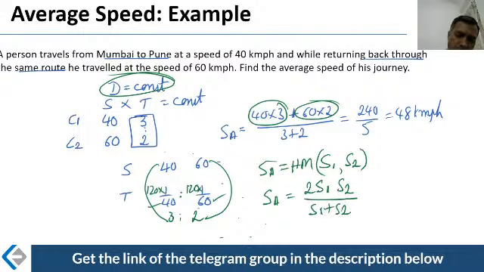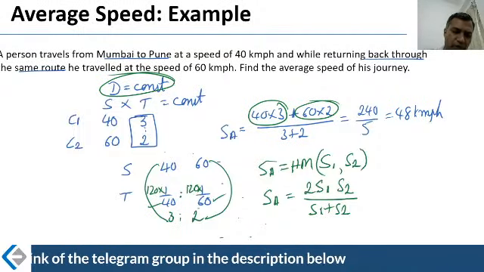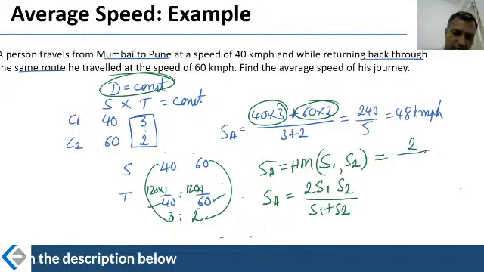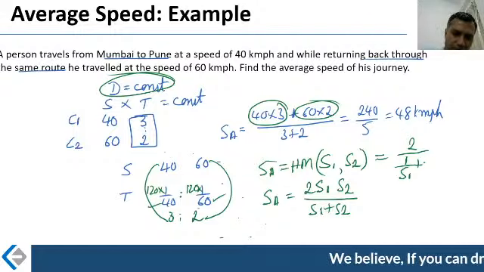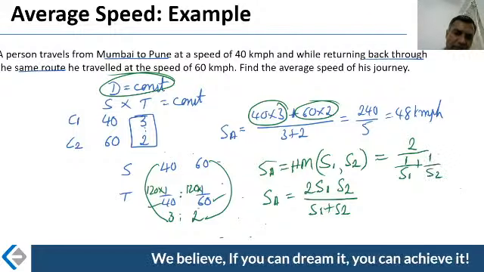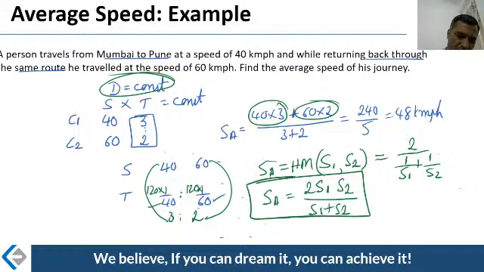We'll talk more about the harmonic mean when we do the progression chapter. For now, just put it in perspective like this. How it has to be written technically? 2 divided by 1 by S1 plus 1 by S2. This is what you would have written, which finally becomes this. Can I use this also? Yes, you could have used it here.